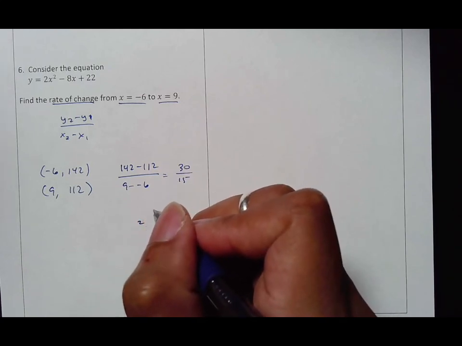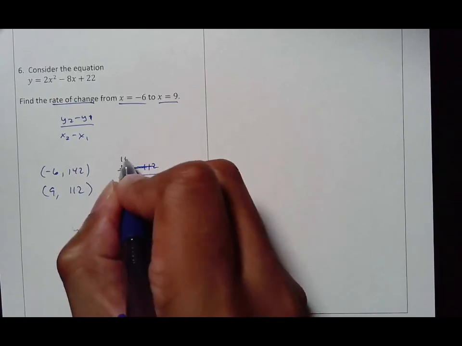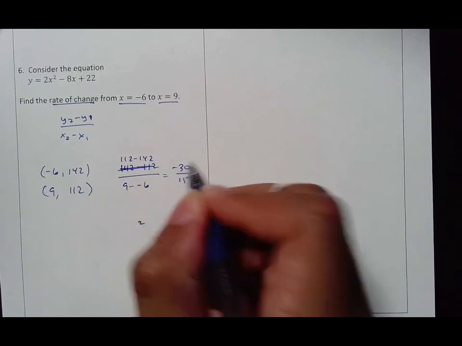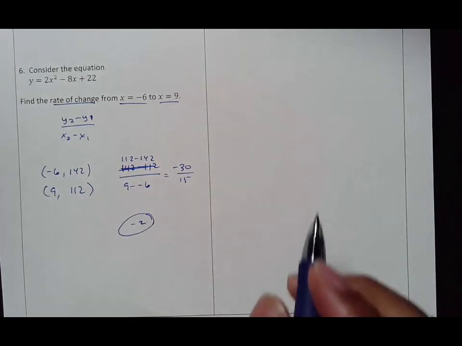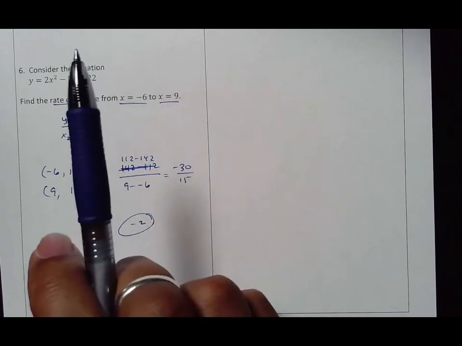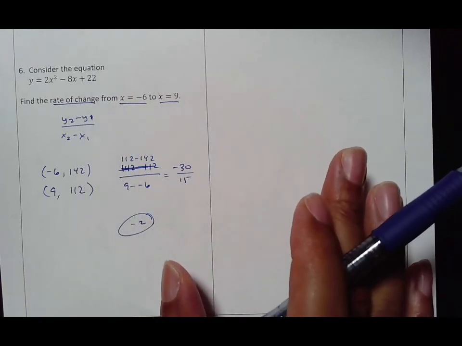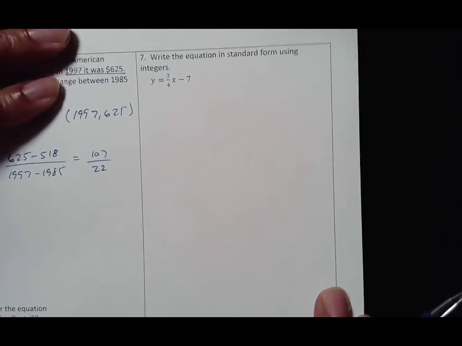This does not make sense to me. Let's see. 112. No, I'm sorry. I did that backwards. I knew I did. 112 minus 142, which is negative 30 over 15, which is negative 2. Maybe I did that same thing somewhere else. 625, 518, 1997, 1985. I guess that is right because that should be positive. But anyway, I hate to confuse you on this stuff.